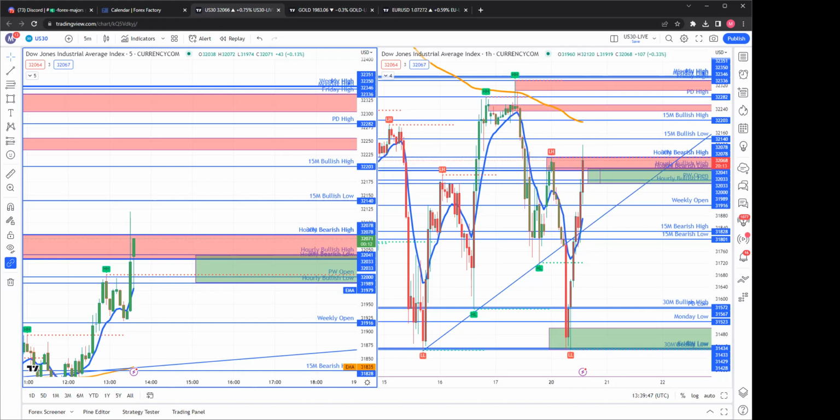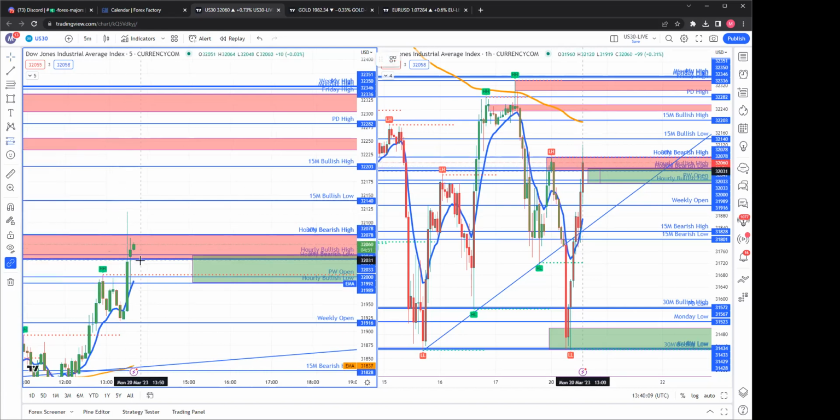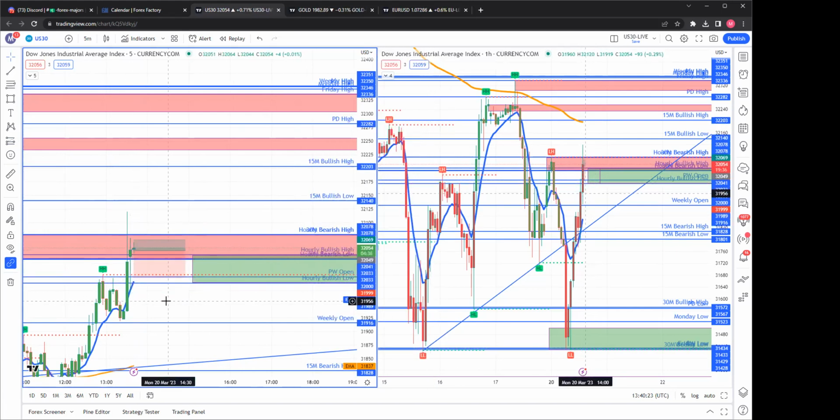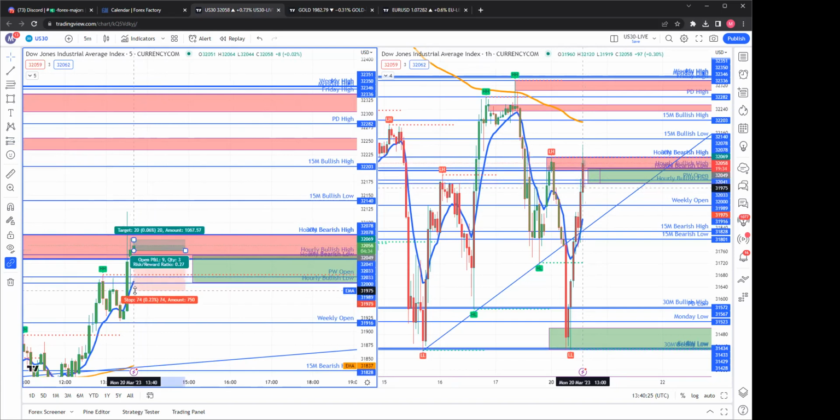Let's see. Just a second. There's still a little bit of wick on top, but I'm in the trade. Let me mark this up. Long position. So ideally, do a 20 pip take profit. And let's see if the 50 will be below the candle. So the stop loss should be below this candle right here.